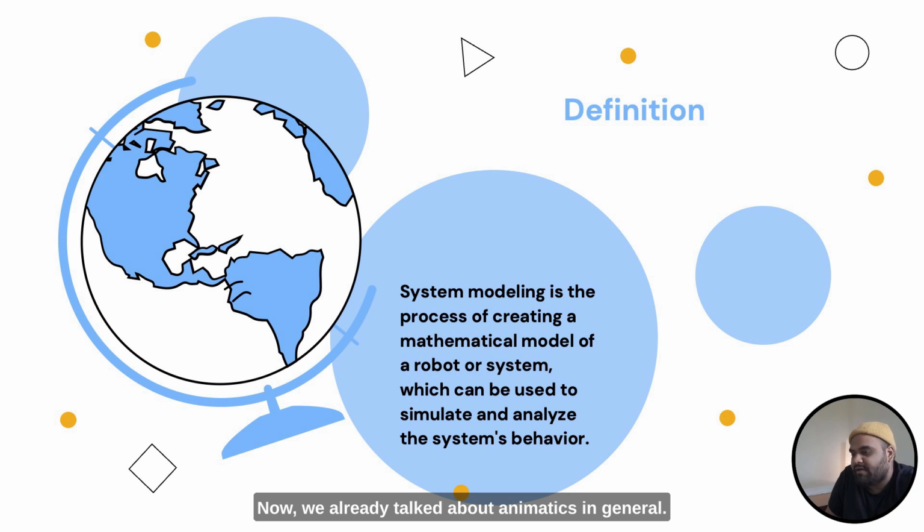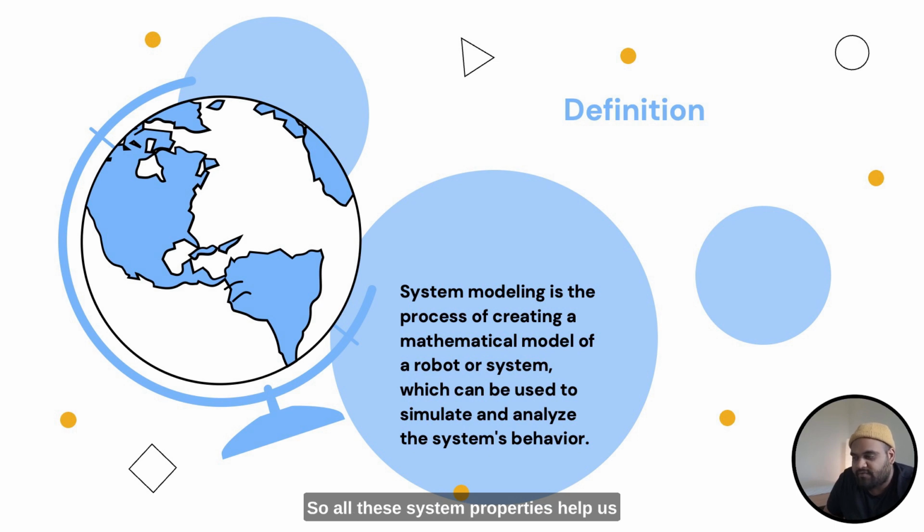Now, we already talked about kinematics in general. System modeling is an extension of that, and this is a more generalized version of the entire system. What we're doing is creating a mathematical model of every other parameter which is affecting the system. This can be any sorts of inputs, any sorts of physical parameters, any sorts of noise, and all of these things are going to get modeled into the system so that we can measure them, understand these properties, and also figure out if there's a problem happening.